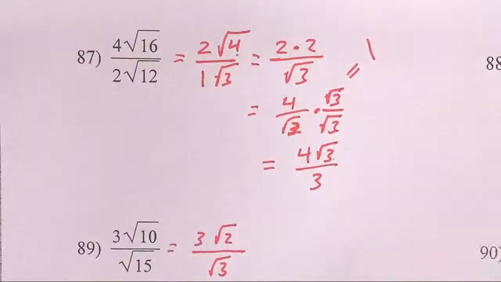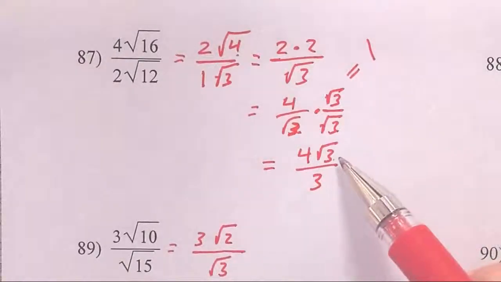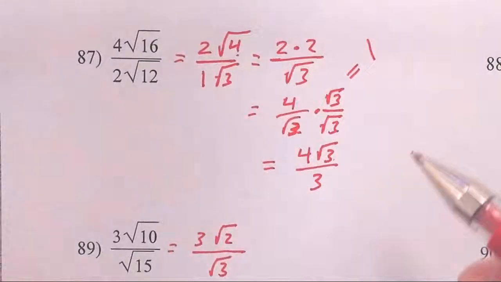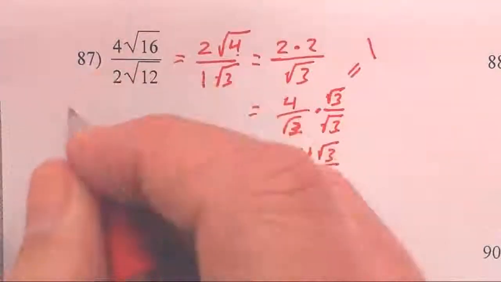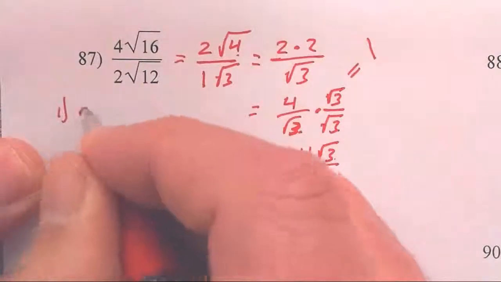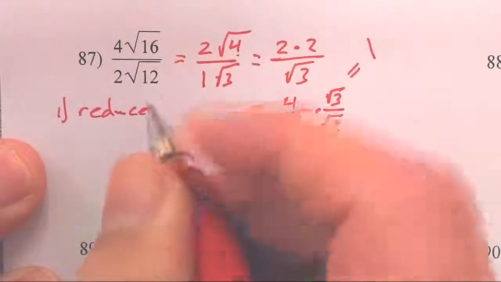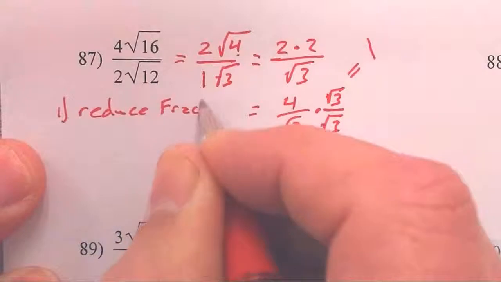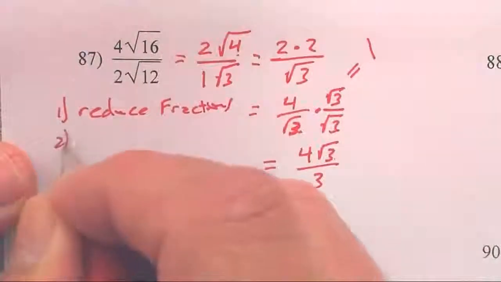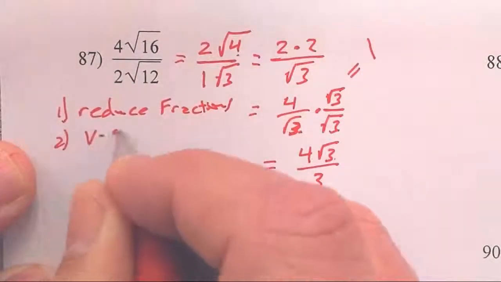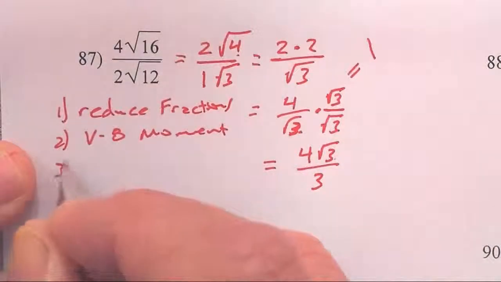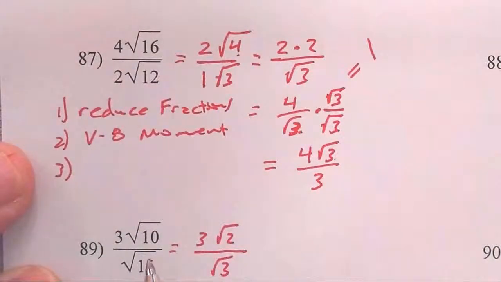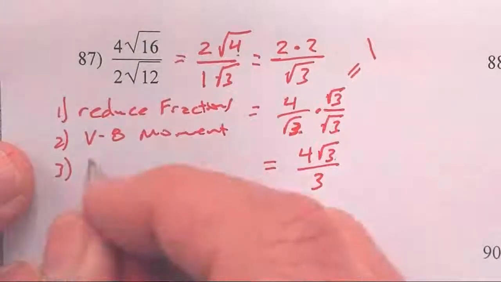Jailbreaking actually is my third way of making numbers smaller. I can't jailbreak 3. So we reduce the fractions, or we reduce the numbers 3 ways. 1, we look to see if we can reduce as fractions. 2, we look for perfect squares, or the V8 moment. And 3, let's say I reduce the fractions, and in the denominator I got a square root of 24. I jailbreak that.